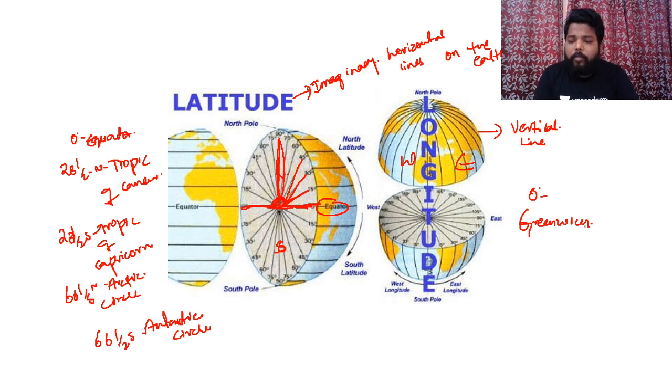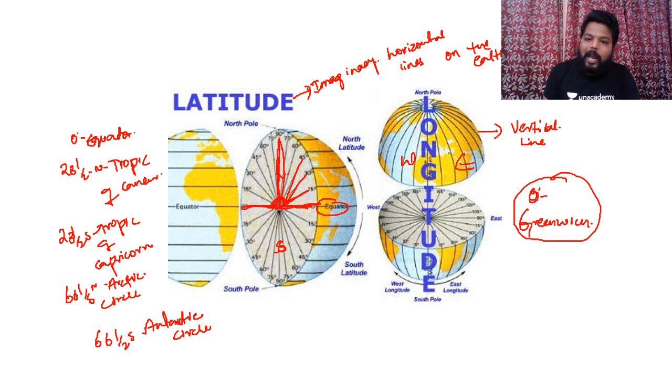Why it has been drawn from Greenwich is simply that these particular latitudes and longitudes were drawn during the 17th and 18th centuries. And during that time, it was the European nations, dominated by Britain, which had most of the geographers who drew these imaginary lines. So obviously geographers, if they are mostly from Britain, will make this 0 degree longitude pass from Greenwich itself. That's the only reason. There is no specific reason why 0 degree longitude passes through Greenwich in London. And from this 0 degree longitude, we calculate the rest of the longitudes.